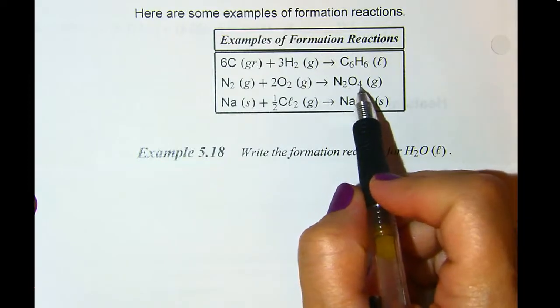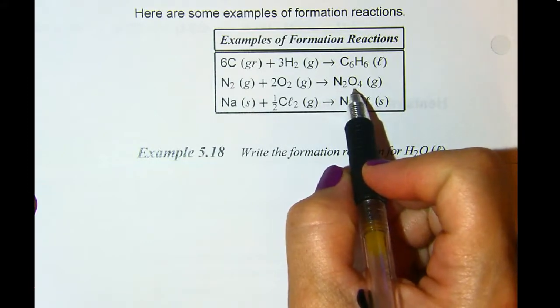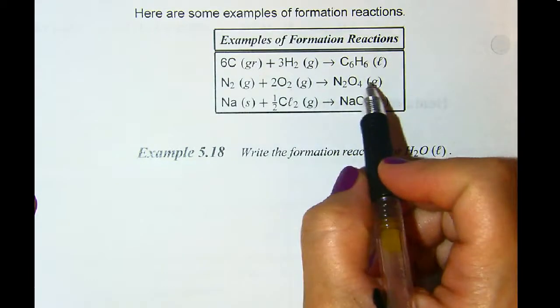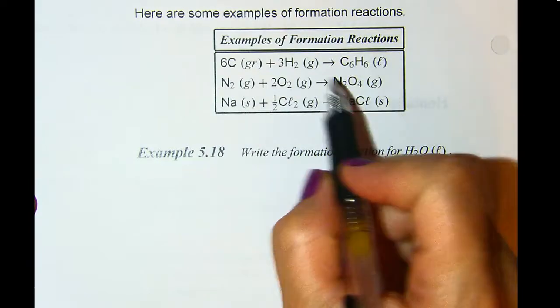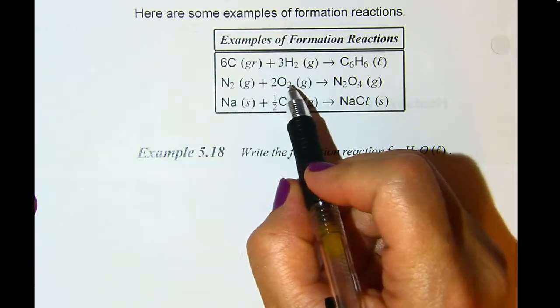Here, N2O4, my 2 elements are nitrogen and oxygen. They both exist as diatomics, so I have N2 plus O2. Then I balance the equation. We have 2 N's, 4 oxygens, so 2 times 2 makes 4 oxygen.